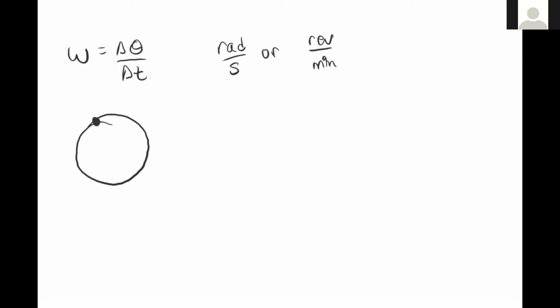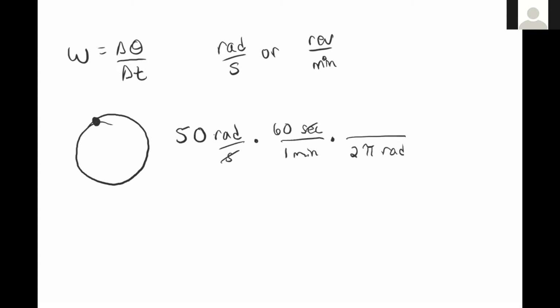Let's say we're given something in radians. Let's say I have an angular speed or angular velocity of 50 radians per second, and I want to put it into revolutions per minute. I know that there are 60 seconds in 1 minute, so that's my conversion factor. And I know that 2 pi radians is 1 revolution around a circle. So a revolution is 1 complete path around your circle. So 1 revolution is the same thing as 2 pi radians.